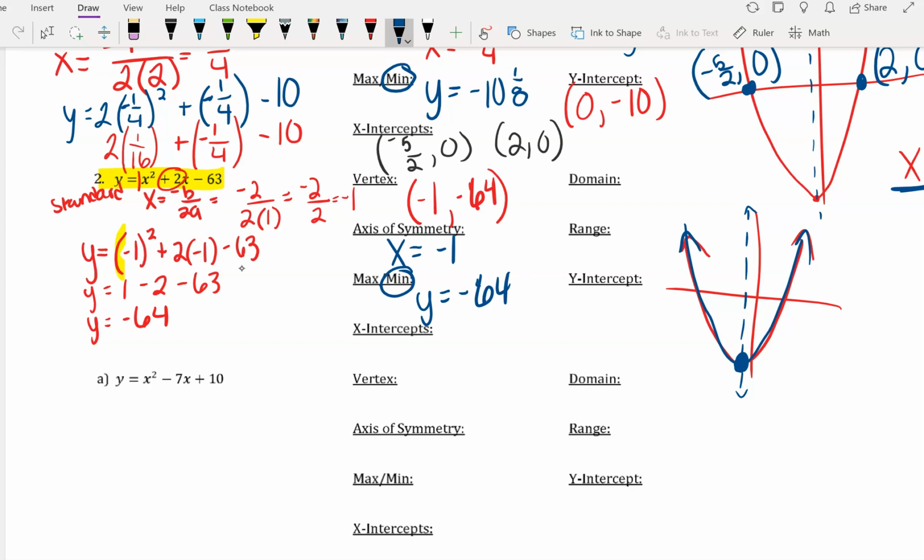Domain for all parabolas should be all real numbers because they all go forever left or forever right. That's supposed to be the all real numbers symbol, but I made it kind of ugly. There you go. All real numbers. All right, range is how high up and down it goes. If it's pointing upward, your range is going to be y is greater than or equal to something. And it's always the y coordinate of the vertex, so negative 64.